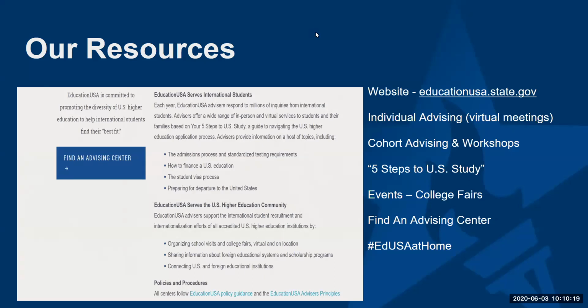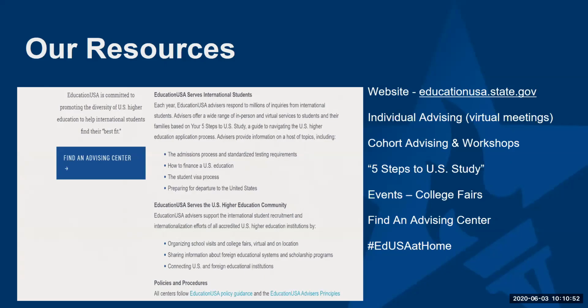And the fifth step being preparing for departure. We do have a pre-departure orientation around the summer. And then our advisors will talk about not just the visas, but what you need to prepare to adjust successfully in the United States once you get there. And we have a series of events, college fairs, where we bring university representatives to set up booths to interact with students and share information.